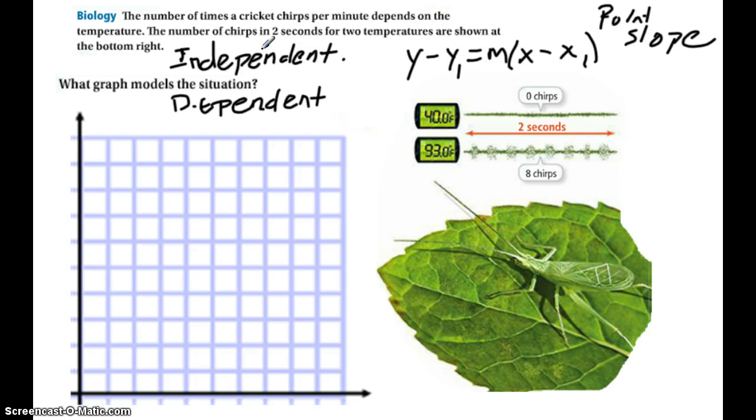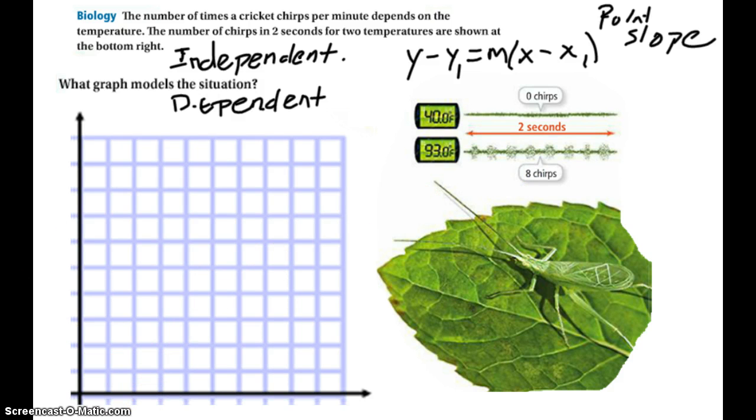The temperature, how warm or cold it is, is not dependent on crickets. That would be weird if the more crickets chirped, the warmer or cooler it would get. That's a bizarre little world to live in. So let's think about it the other way. Perhaps the temperature dictates how often crickets chirp. That seems to be a lot more reasonable. So the chirps are going to be dependent upon the temperature.